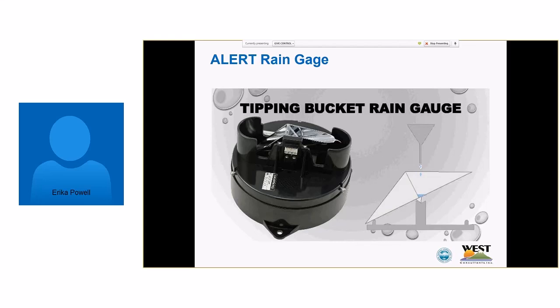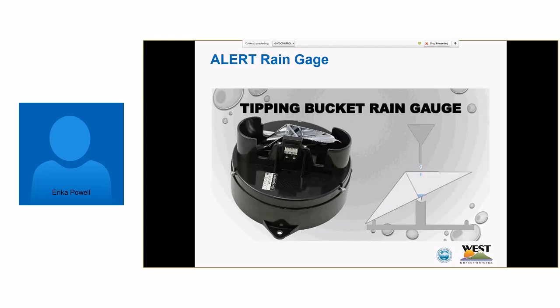So if you see a little schematic on the right-hand side of your screen, you see a funnel with water dripping into one side of a tipping bucket. That side gets full, it gets heavy and tips over, and the second bucket comes up underneath the funnel and begins collecting again. Most ALERT gauges in California are sized to tip after every 1 millimeter of rain.